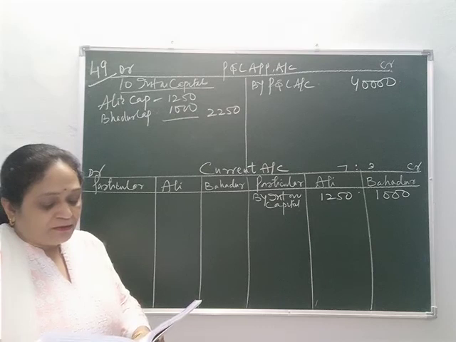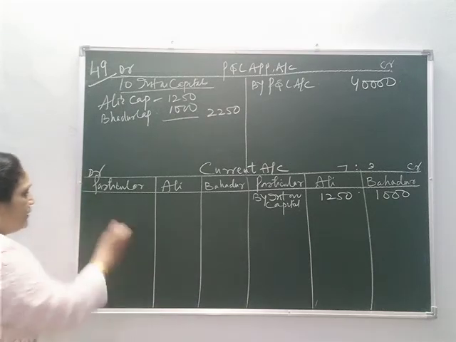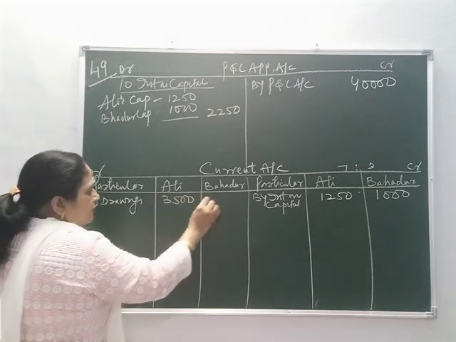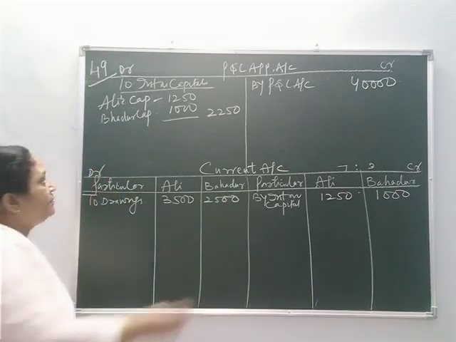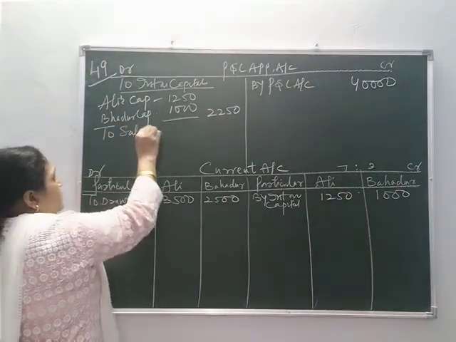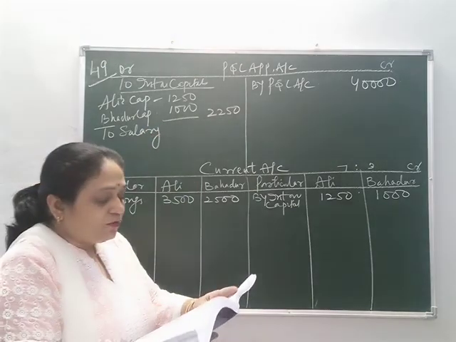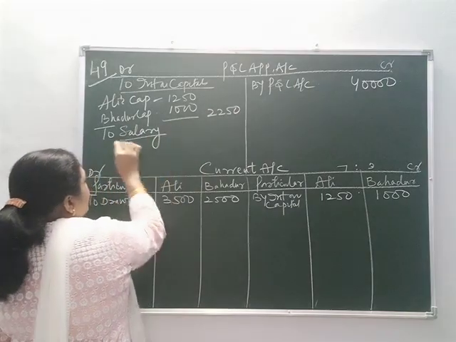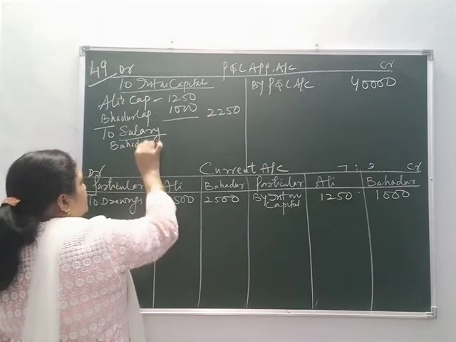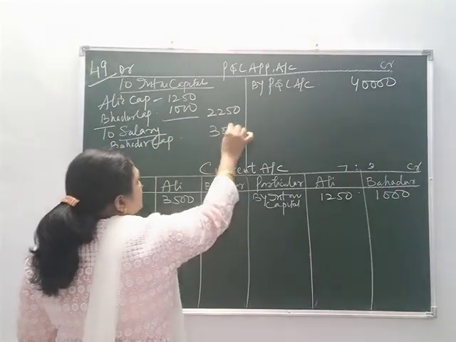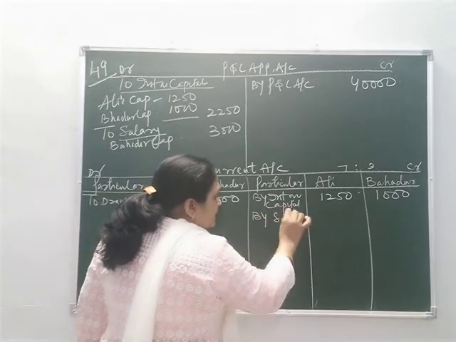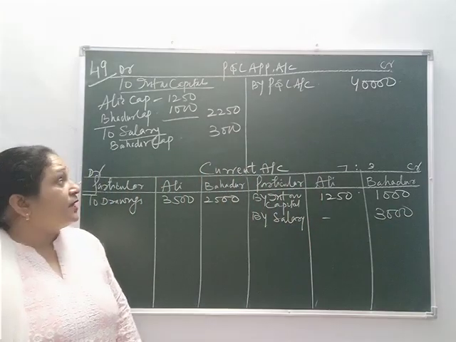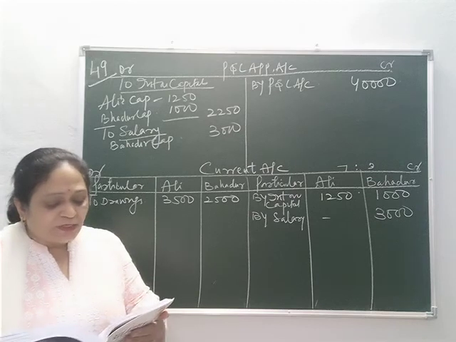Thereafter, drawings of the partners are 3,500 and 2,500, which also you will record in their current account. Drawings 3,500 and 2,500. Salary payable to Bahadur. What is the salary of Bahadur? Bahadur's salary is 3,000 per annum. To salary, Bahadur's capital account 3,000 and by salary 3,000. Bahadur is to get salary also, right? So these are the items.